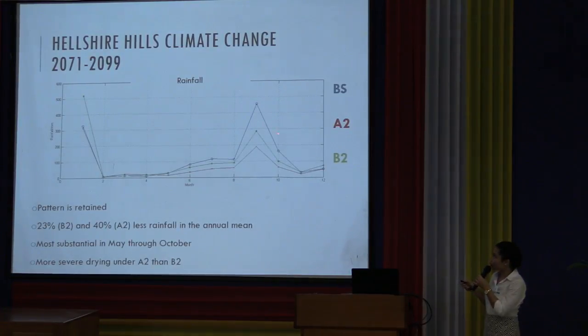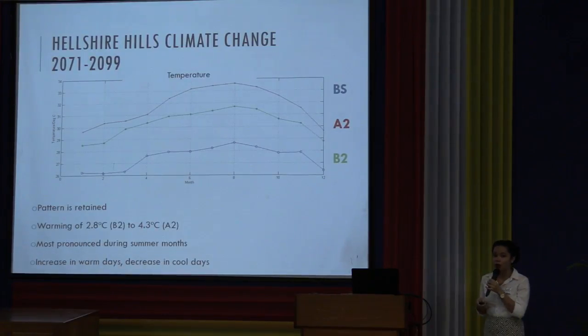So you'll see there that the blue line is the highest. So no matter what we get after this, is going to be less rainfall. Green line is in the middle and red line is the lowest. So we get the least rainfall under the worst case scenario. And for temperatures, temperatures are highest under the worst case scenario. But in the future, temperatures will rise in Hilsa Hills. And under the best case scenario, that will be by almost 3 degrees, and under a worst case scenario, about 4 degrees. So 3 to 4 degrees of temperature rise in the future in Hilsa Hills.